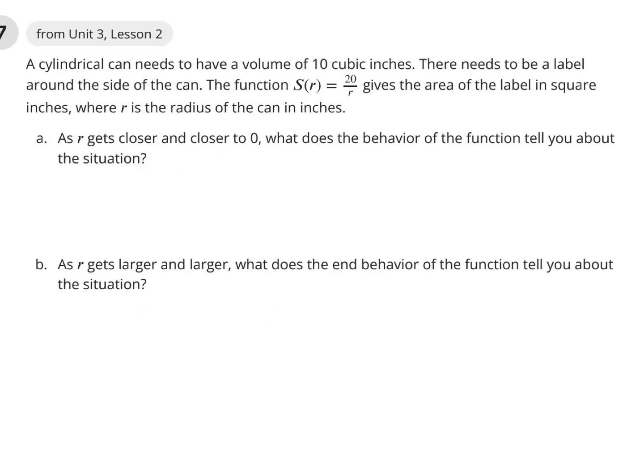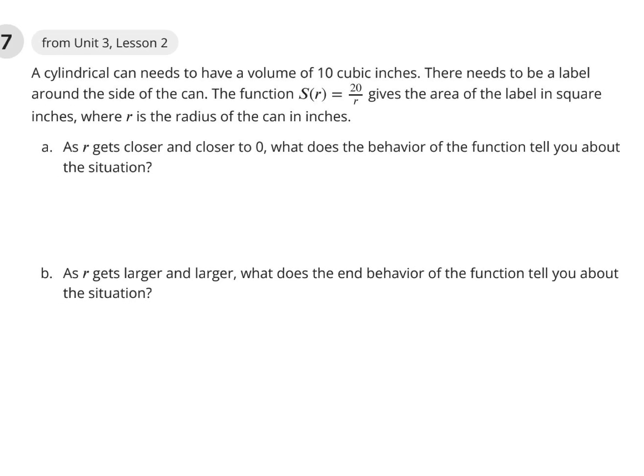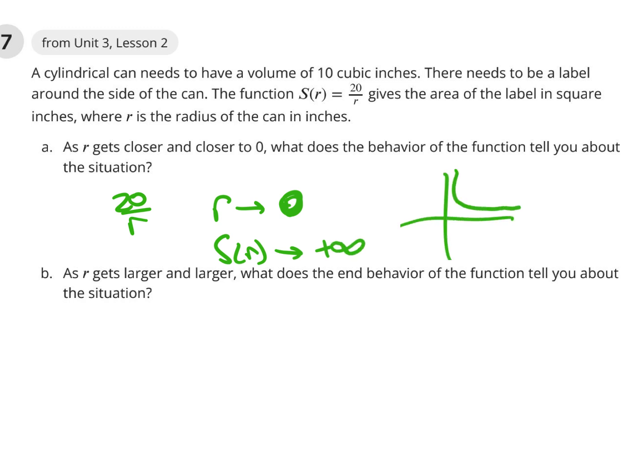Okay, let's look at number 7, which actually comes from lesson 1, but we can think about this. All right, so we got 20 over r. As r gets closer to 0, as r goes to 0, s of r goes to positive infinity because the graph looks like this. So as r goes this way to 0, the graph goes up.